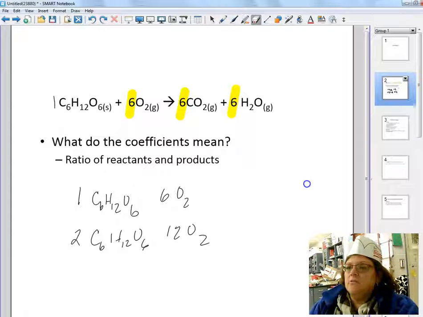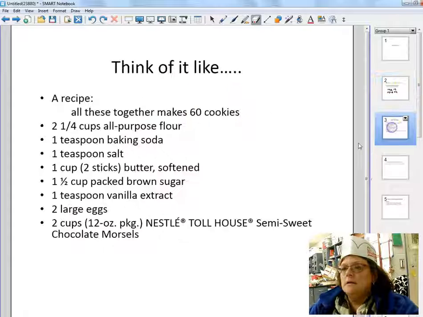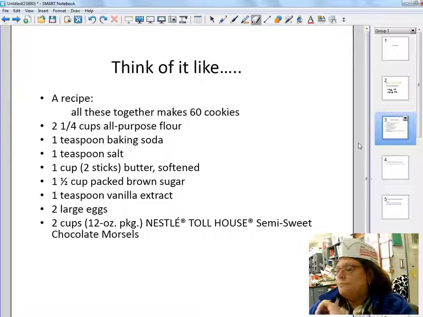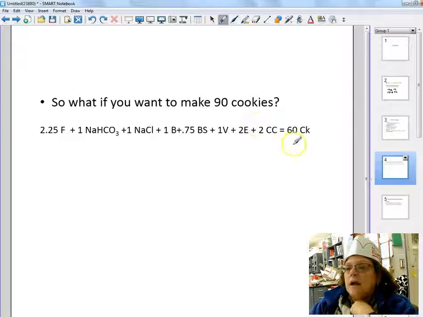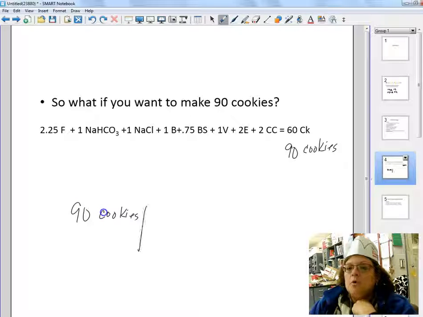Now, this is the kind of thing you would use if you were doing a recipe. Let's say I wanted to make cookies. This is my mother's favorite recipe for making chocolate chip cookies. This recipe makes 60 cookies, but let's say I want to make 90 cookies. I have to figure out those ratios. And the way I do that, if I want 90 cookies, I'm going to multiply that by the number of cookies normally you would make.